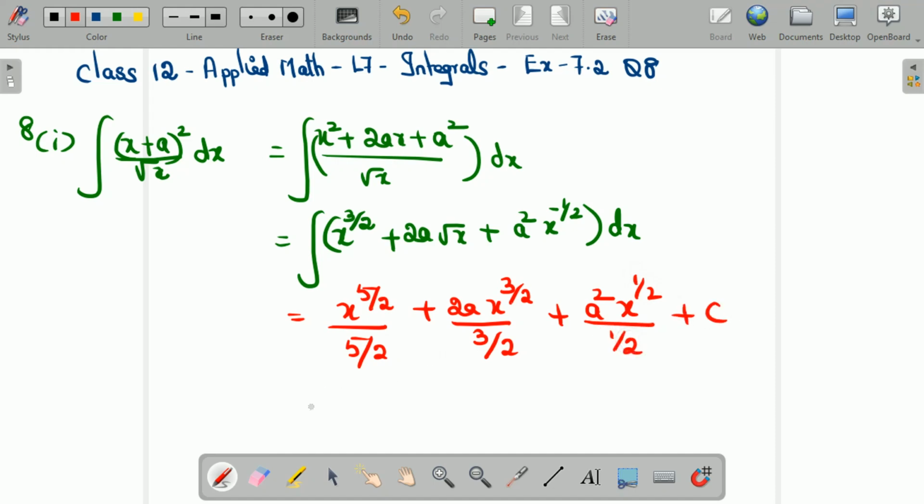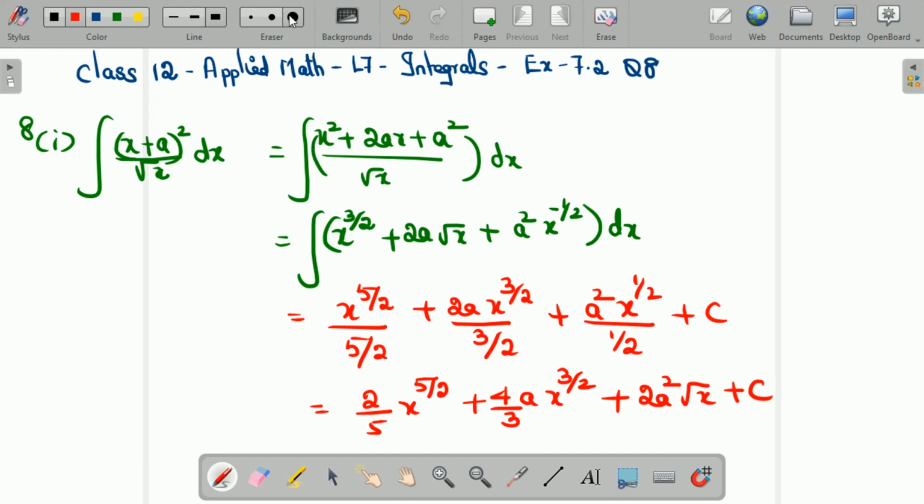Now every term we are just going to rearrange. So this is 2 by 5 x to the power 5 by 2, plus this, when it goes to the top, it is 4 by 3a x to the power 3 by 2, plus 2a squared. You can write x power half, or you can also write it as root x, plus c.